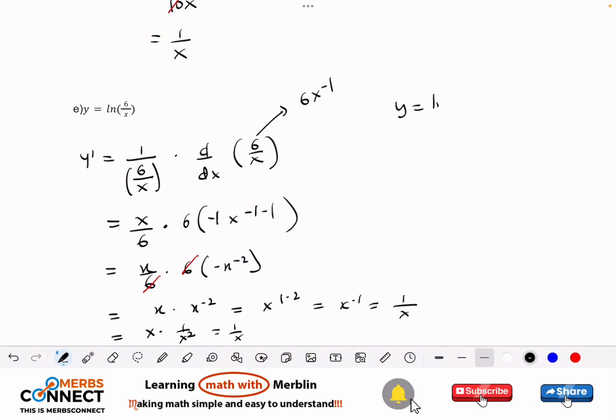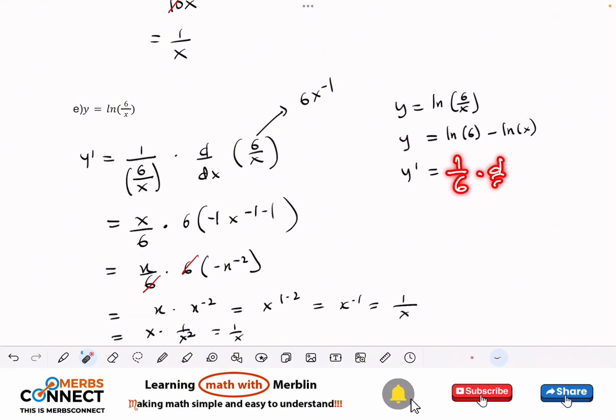Now, y is equal to ln of 6 divided by x. We can simplify y and write it as ln of 6 minus ln of x. Then what is y prime? When I differentiate ln 6, I'm going to get 0, because I have 1 divided by 6 times the derivative of what's inside, which is 6, a constant, which gives 0. So this will be 0 minus, when I differentiate ln x, 1 over x, as we all know.